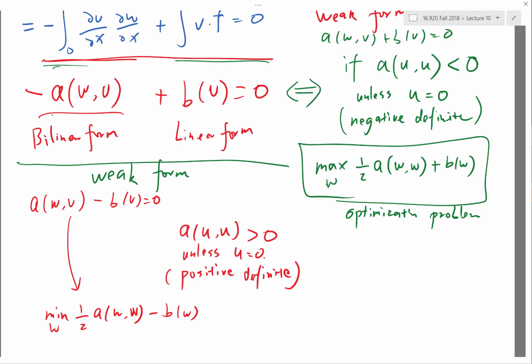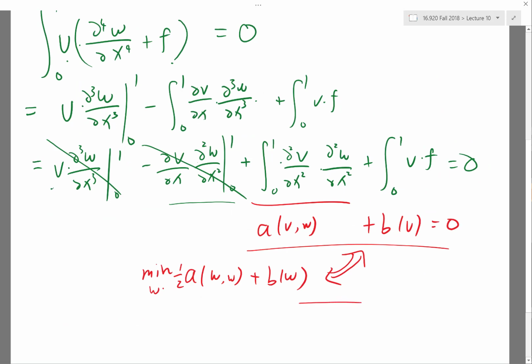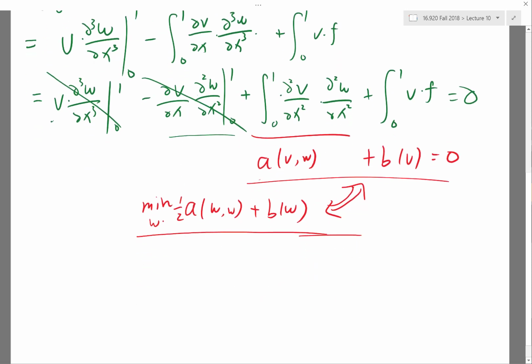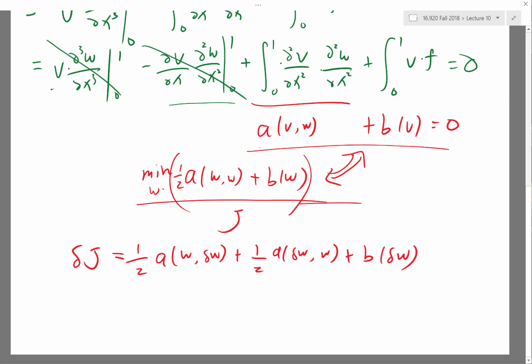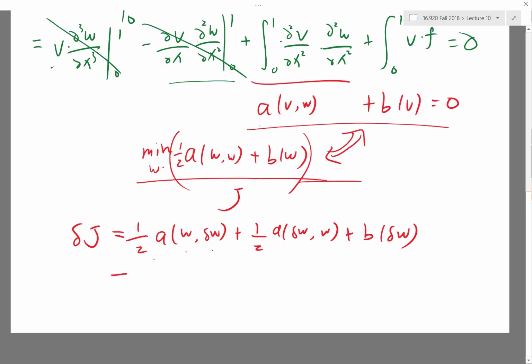Oh, okay, let me explain over here why we can translate the weak form into the minimization problem. That's because if you take a small variation in w, let me call the objective function J, the resulting variation in J is going to be half of a(w, delta w) plus half of a(delta w, w) plus b(delta w). I'm using the linearity of a in both the first and second variable, and also the linearity of b. The a being symmetric makes these two terms combine into a(w, delta w) plus b(delta w).